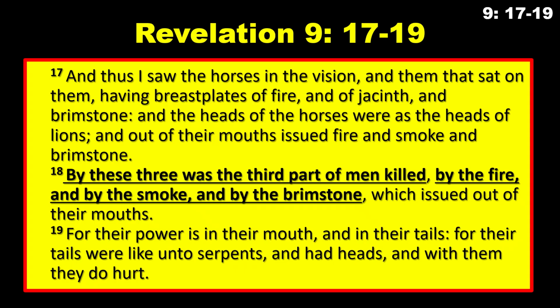Moving on to verses 17 through 19, quote, "And thus I saw the horses in the vision, and them that sat on them, having breastplates of fire and of jacinth and brimstone, and the heads of the horses were as the heads of lions, and out of their mouths issued fire and smoke and brimstone. By these 3 was the third part of men killed, by the fire and by the smoke and by the brimstone, which issued out of their mouths. For their power is in their mouth and in their tails, for their tails were like unto serpents, and had heads, and with them they do hurt." End quote.